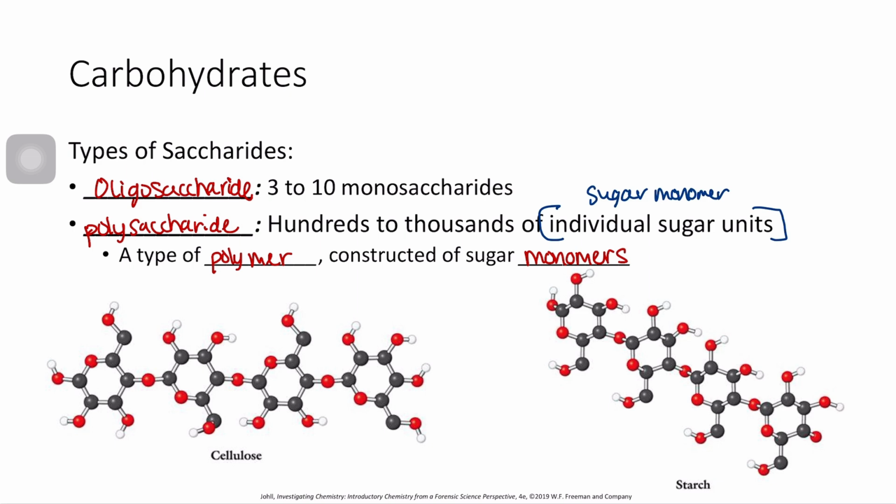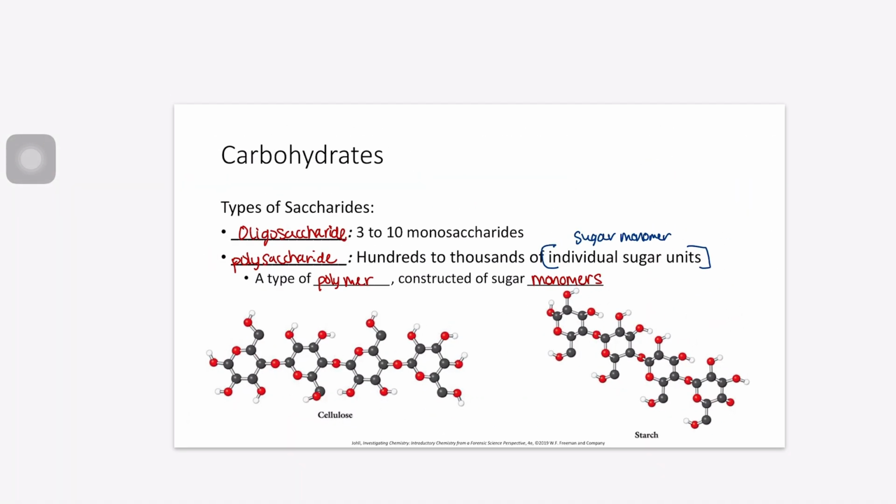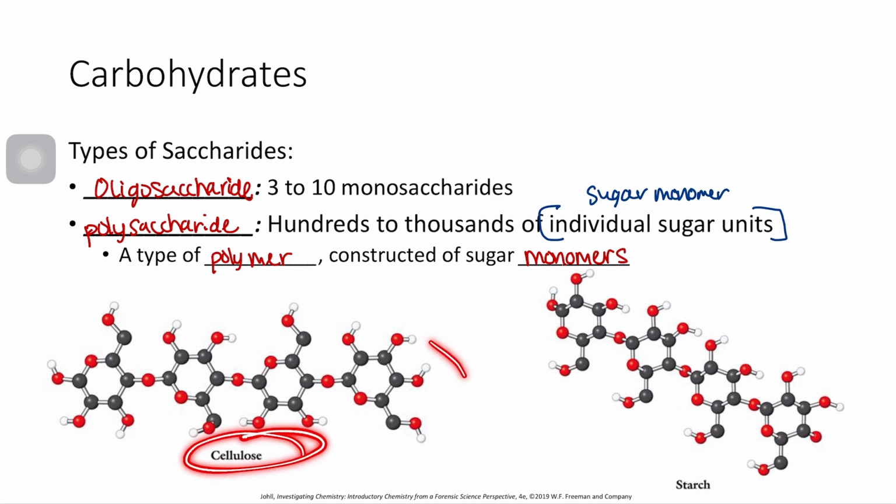Cellulose is an example of a polysaccharide, and it is made up of individual glucose molecules. Cellulose is found in plant cell walls and in cotton, and humans cannot digest it. Starch is also made of glucose. However, it is bonded together in a different way.